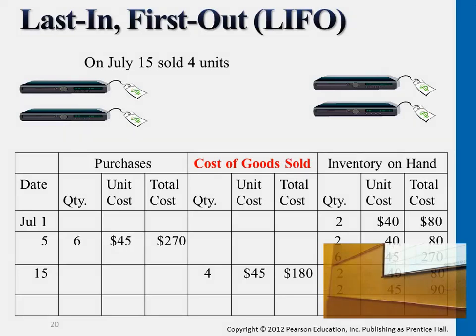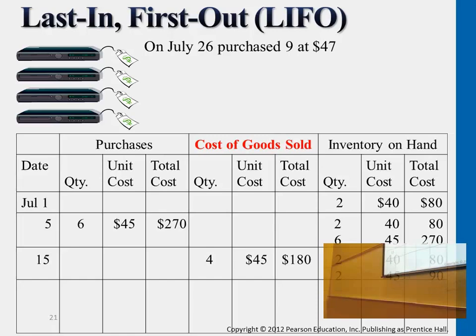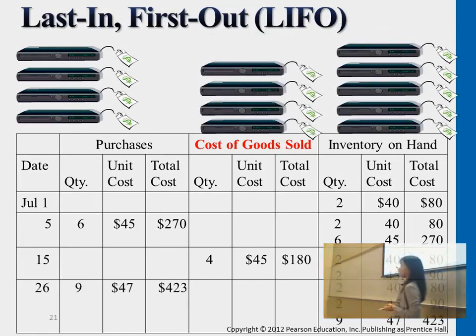Okay, we start from 2 at 40. We purchase 6 at 45. When we start selling 4 DVD sets, we choose from the latest batch to assign the cost at $45. So you see in the middle, cost of goods sold, 4 at 45. So we have ending inventory of 2 from the earlier batch, and then 2 from the latest batch. Now the following transaction, if we purchase an additional 9 sets, again this part is just like FIFO. We just add to the purchase column here: 9 at 47.